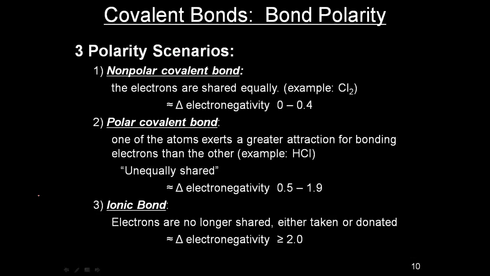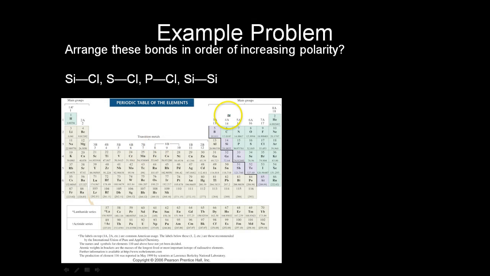Well, you use the trends for electronegativity. You know that the most electronegative element is fluorine, and electronegativity drops down this way. As we go to the left, it gets lower, and then electronegativity drops down this way. And so if we look at these bond types, we have silicon and chlorine. Silicon is found right here. Chlorine is found right here.